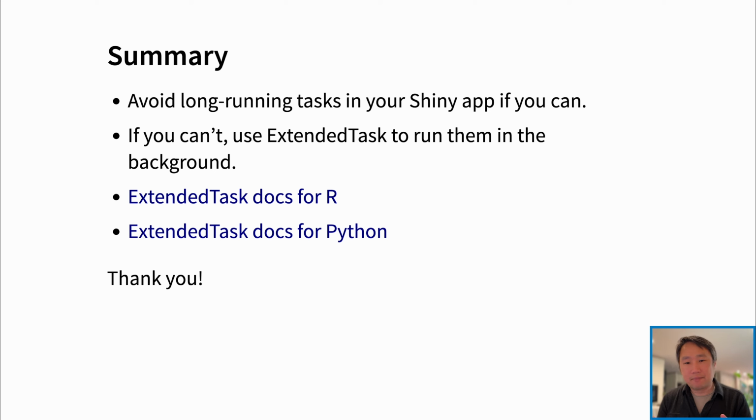So to wrap up, avoid long-running tasks in your Shiny app if you can. If you have slow code, first try to make it fast or eliminate it altogether. And if you can't, then look to these tools like the new extended task feature in Shiny for R and Shiny for Python, which will let you run these long-running tasks in the background and provide you with inter-session concurrency and intra-session concurrency, which will be a much nicer user experience for your Shiny app users.